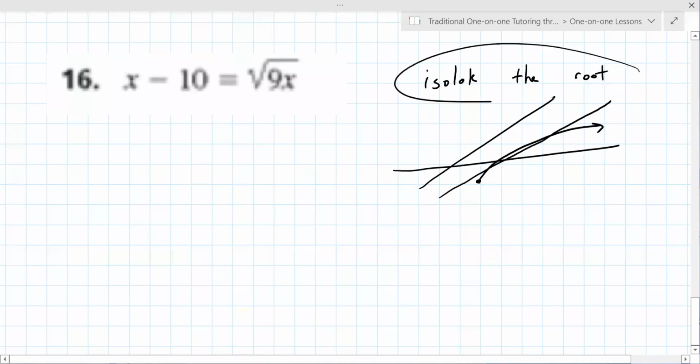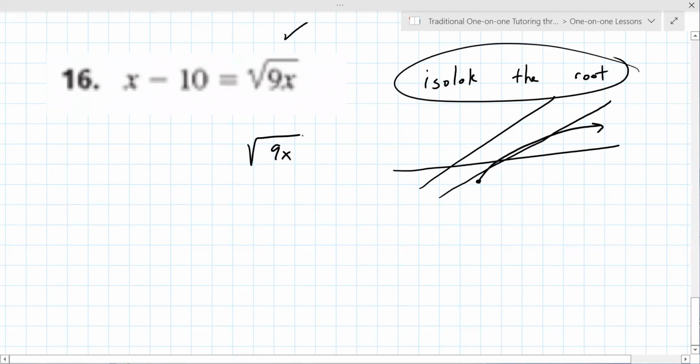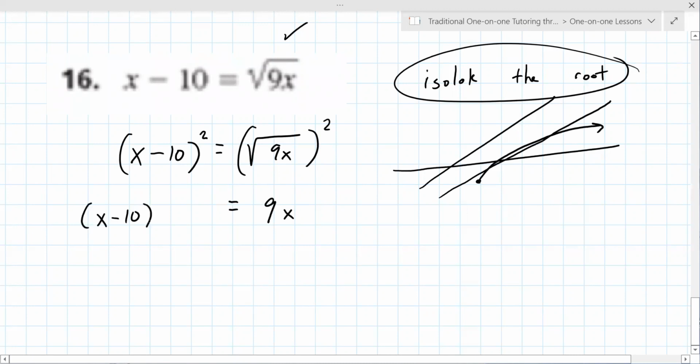Now, the goal is to isolate the root. We've done that, check. The root is on one side of the equation. Very pleased with that. Now, there's only one square root in this problem. You'll see later on that there's potentially more than one square root, but you undo the square root with a square on both sides of the equation. On the right side, you get 9x, no big deal. On the left side, you have to remember to write it out as two binomials and use FOIL. So this becomes x squared minus 20x plus 100 equals 9x.